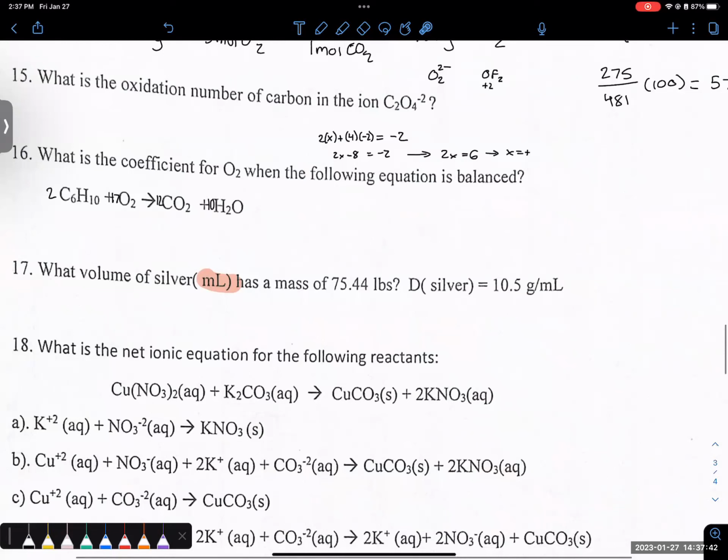Okay, what volume of silver has a mass of 75.44 pounds? What's the first thing y'all notice when you look at this? Look at our units. Density is in grams per milliliter. We're given pounds. What are we thinking?